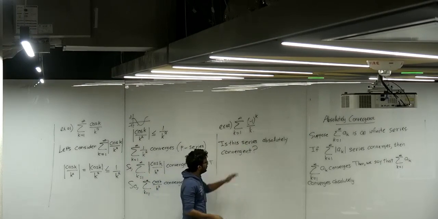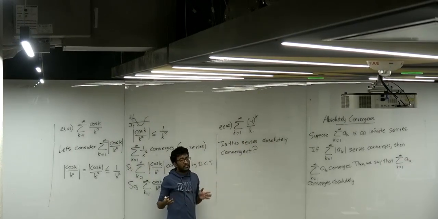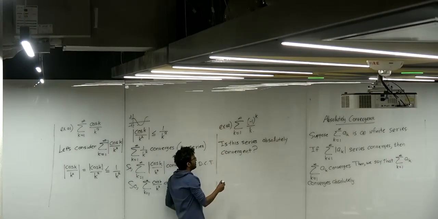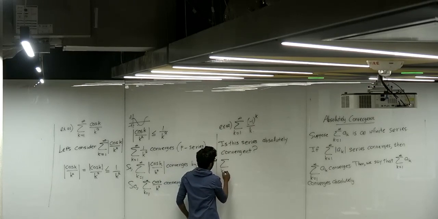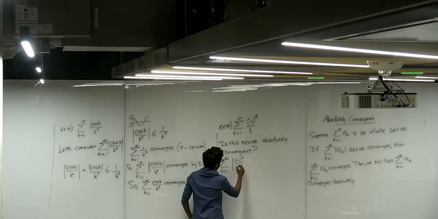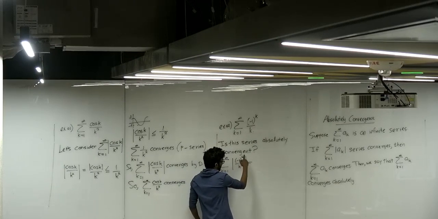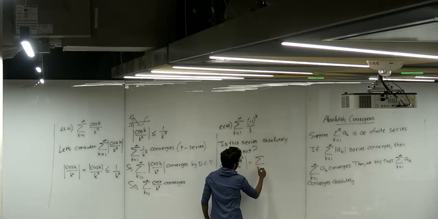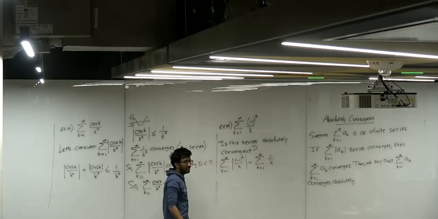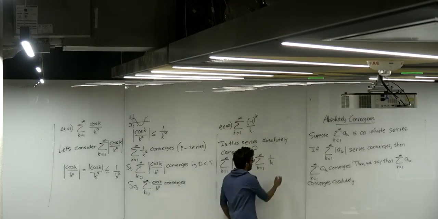If you consider the absolute value, what is the absolute value of this term? When you're taking the absolute value, that -1 disappears, right? k is always positive, so its absolute value is k, and I would get 1 over k. Okay, what can you say about this one? It diverges, from the p-series, right? This diverges.